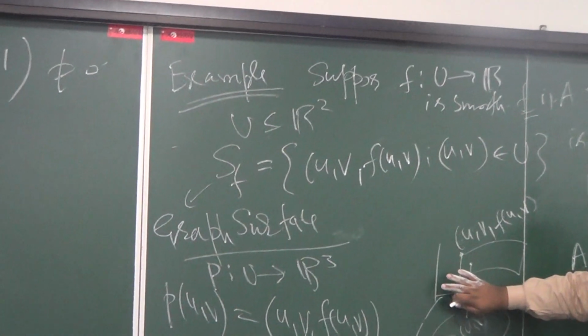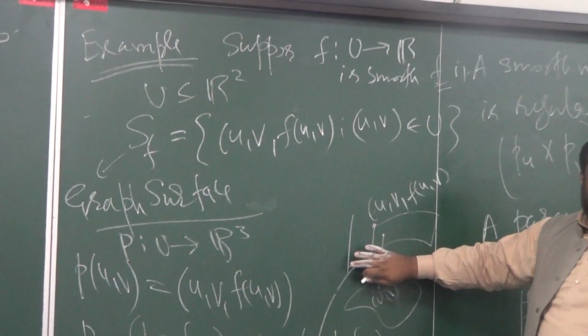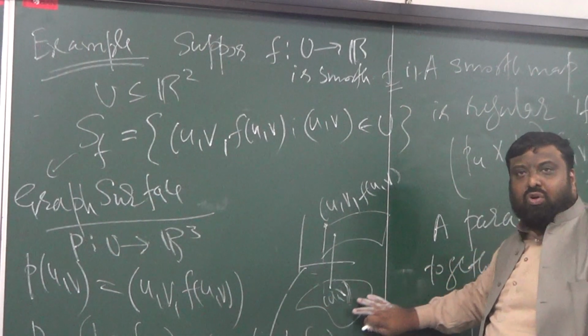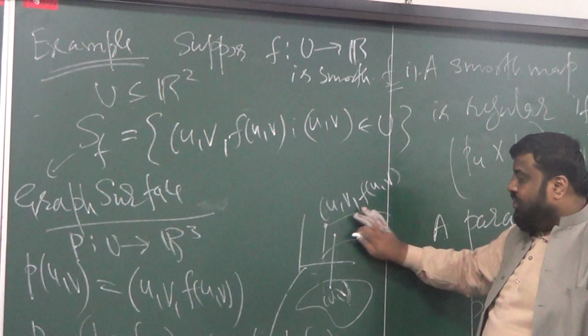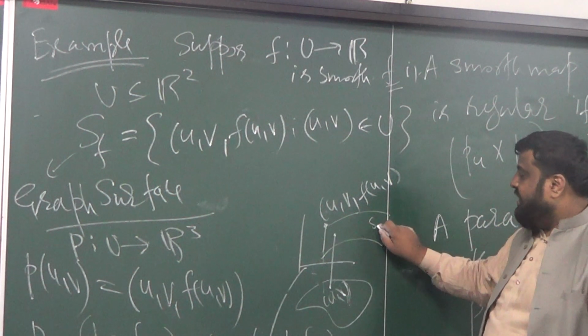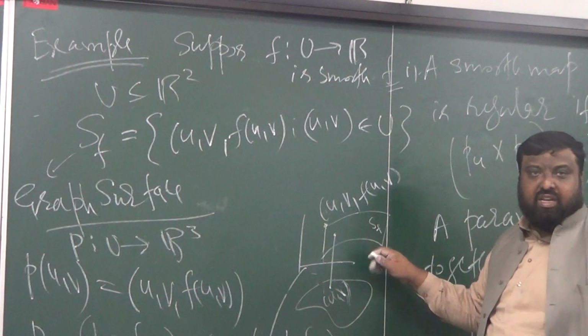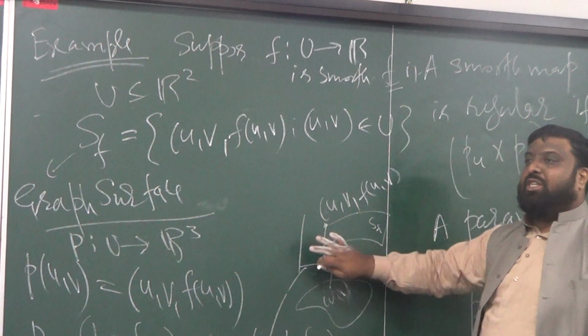Now I can see the surface. So this guy is going to be the surface. So I can see this set as the image set of all these points under the point P. And so in other words, this surface, which I am calling S_f, is really a legitimate surface actually.